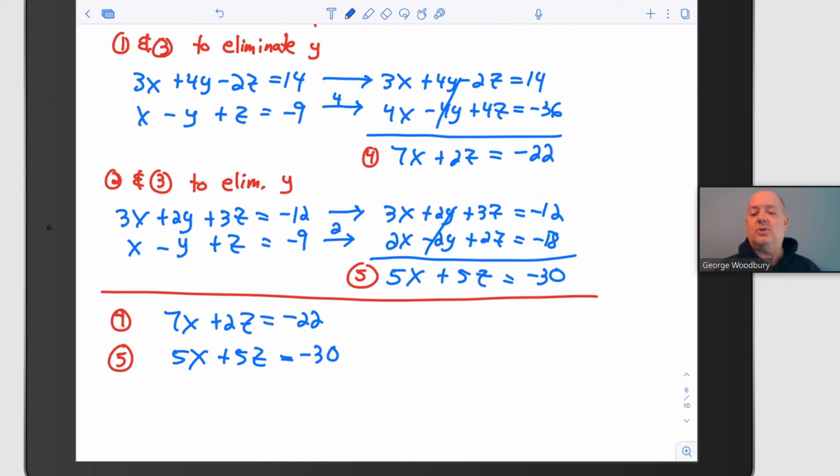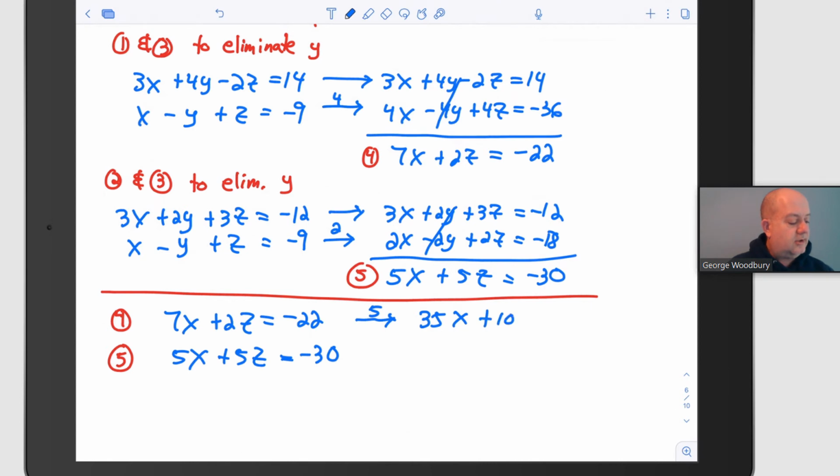Notice the second equation, equation number 5, has a common factor of 5, and if I divide it through by 5, I might have something that I could solve with substitution. So if you're stronger with substitution, this one could work here, but I'm going to stick with elimination. I'm going to multiply the top equation by 5.